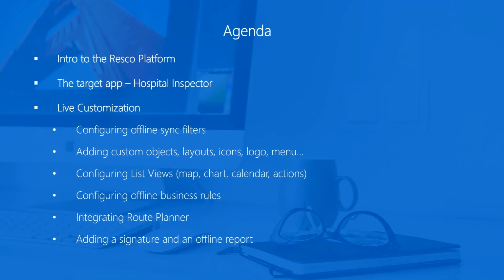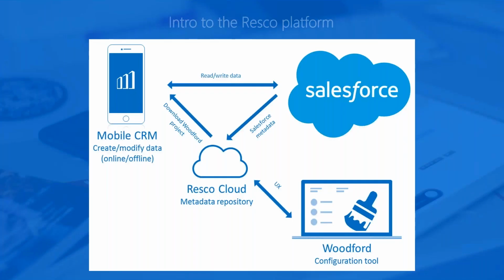We will configure some business rules, integrate route planner, and add a signature and an offline report so that you can see how you can basically create a simple scheduling application. There is more that we will show in the second part, and I will advertise this at the end of the presentation. So let's start. So this is a bit of an introduction to the Resco platform.